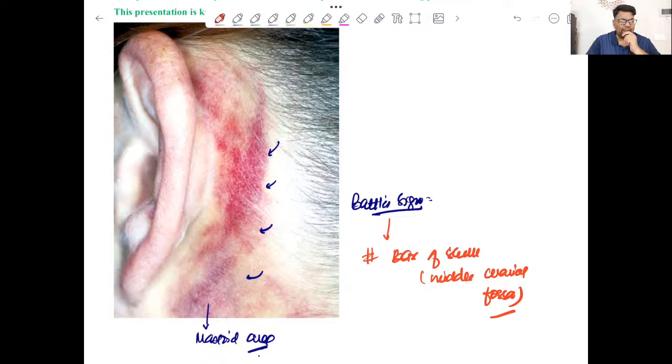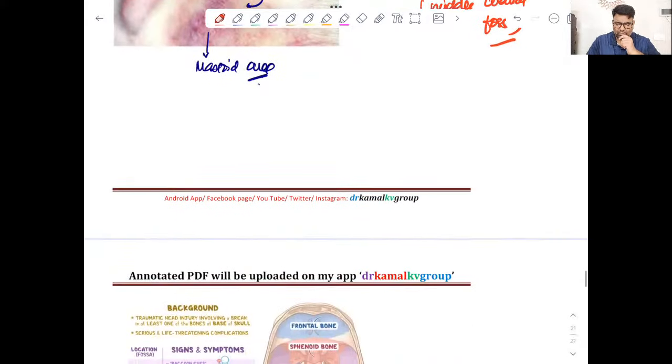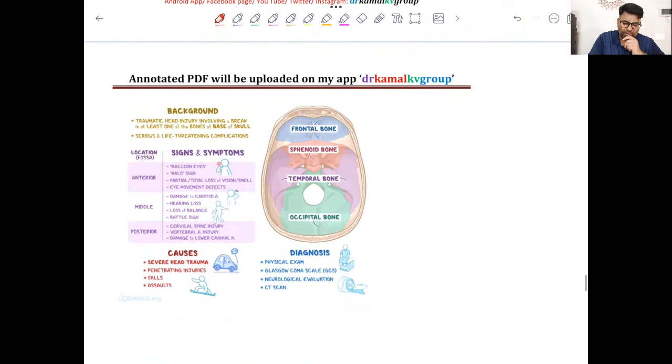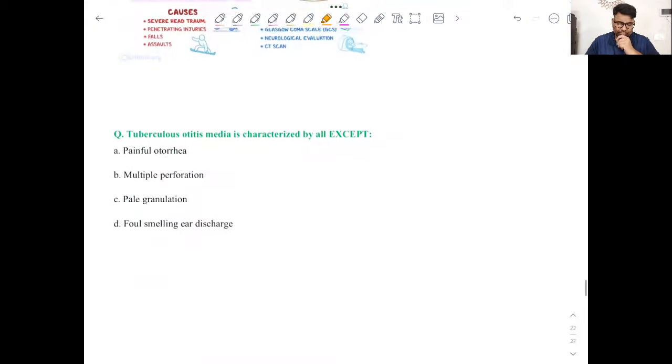So this is the Battle sign, right? And most of you must have heard of raccoon eyes, which is in the anterior cranial fossa, both involving the skull base fracture. Okay, so this is the Battle's sign, which involves the base of skull fracture, especially involving the middle cranial fossa.